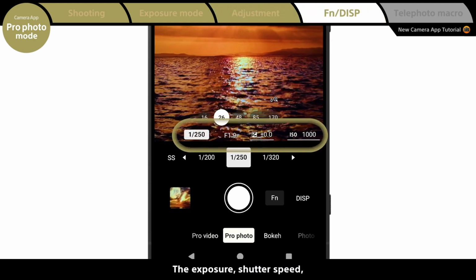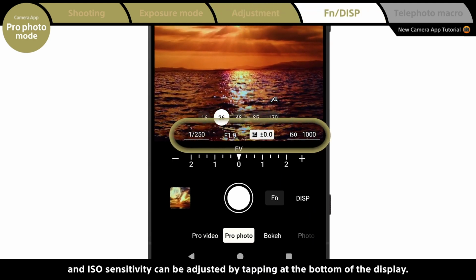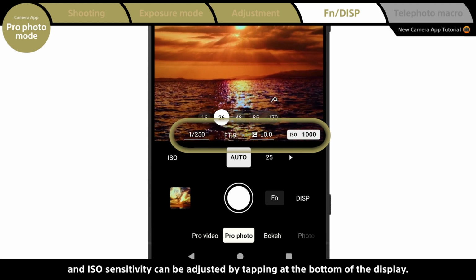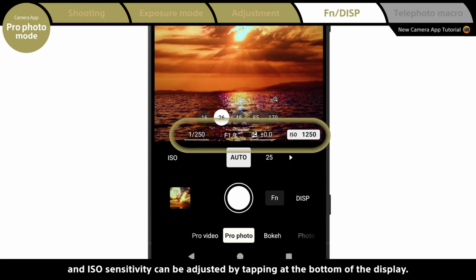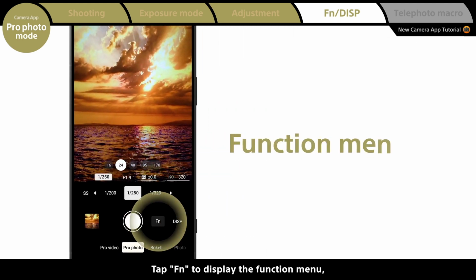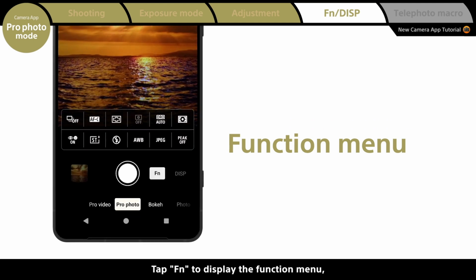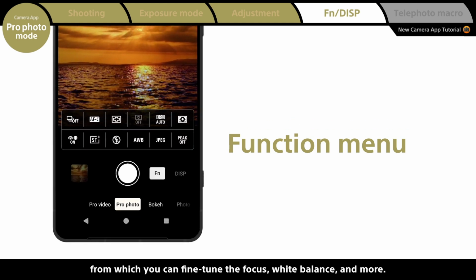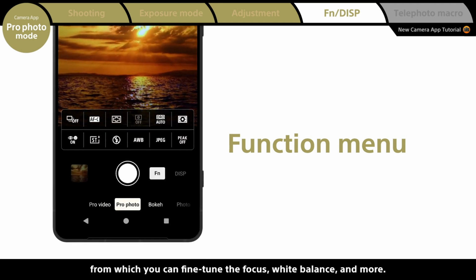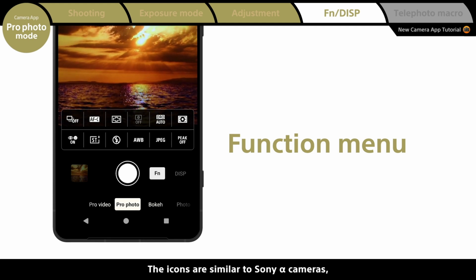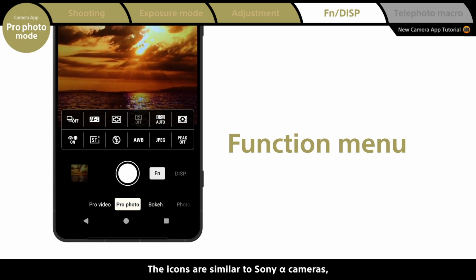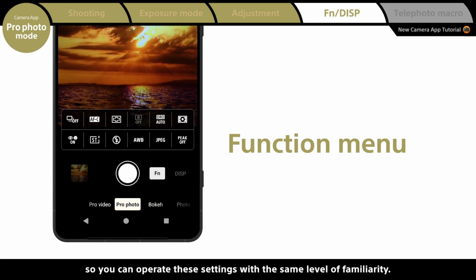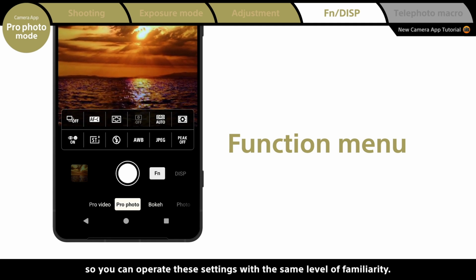The exposure, shutter speed, and ISO sensitivity can be adjusted by tapping at the bottom of the display. Tap Function to display the function menu, from which you can fine-tune the focus, white balance, and more. The icons are similar to Sony Alpha cameras, so you can operate these settings with the same level of familiarity.